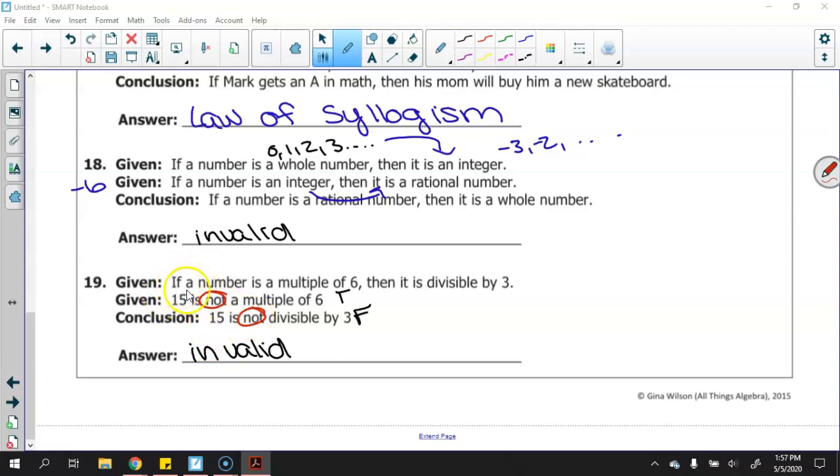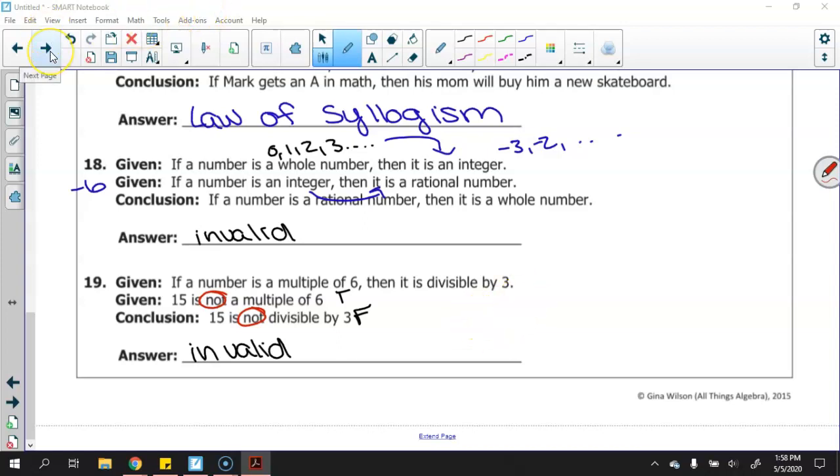So if they said, if a number is a multiple of 6, then it's divisible by 3, and then I give you 24 is a multiple of 6. Is that true? Yeah. Is 24 divisible by 3? It is. 24 divided by 3 is 8. Duh. I know we haven't actually been in school for 2 months, so I'll let it slide. That's true. I mean, let's be real.